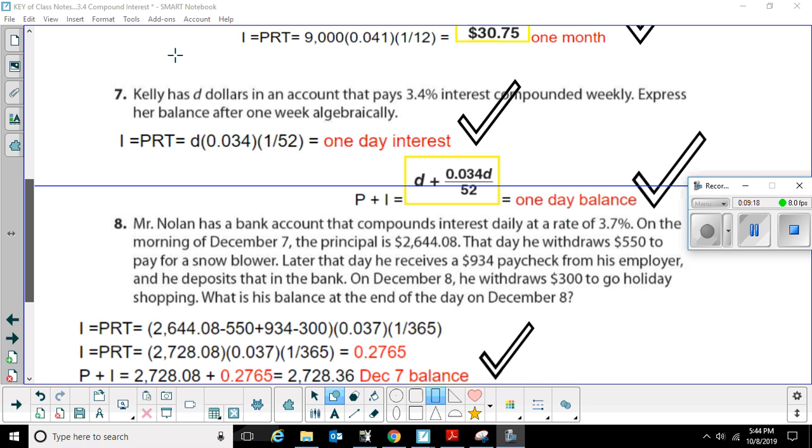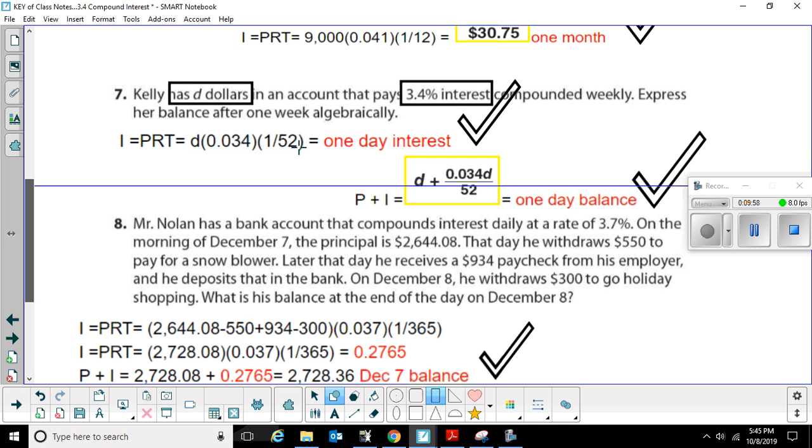Here's my next example. Now we're going to talk about some more symbolic language. Kelly is going to invest D dollars in an account that pays this interest, and it is compounded weekly. Remember, it's compounded weekly. So we're not talking about 1 out of 31, we're not talking about 1 out of 365, we're talking about 1 out of 52. We want to find her balance algebraically after one week.